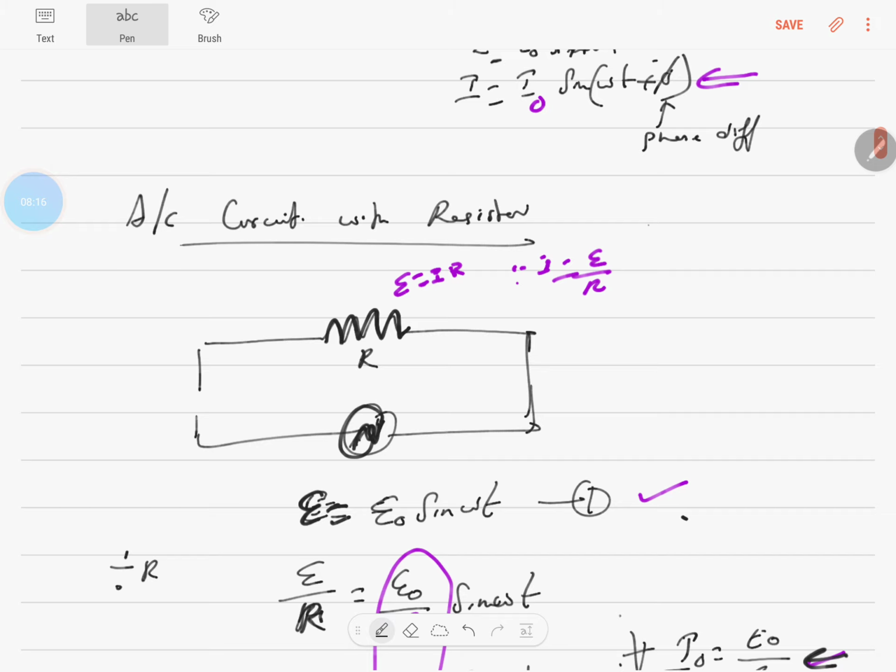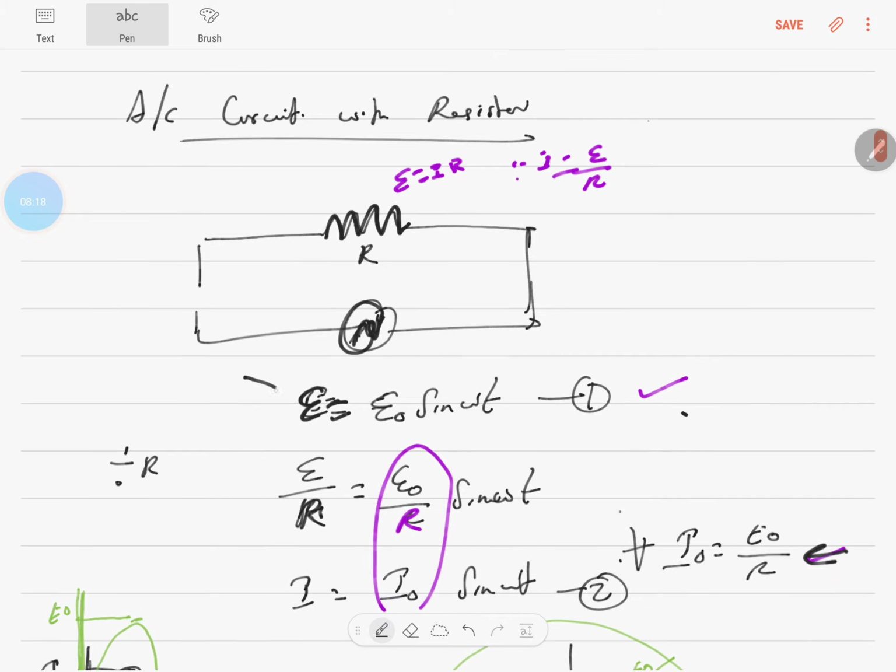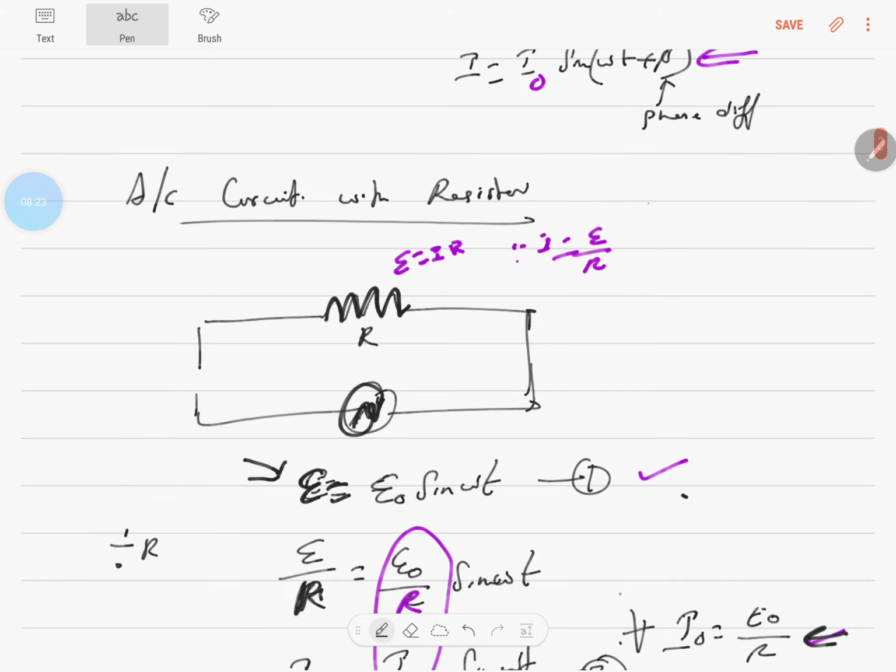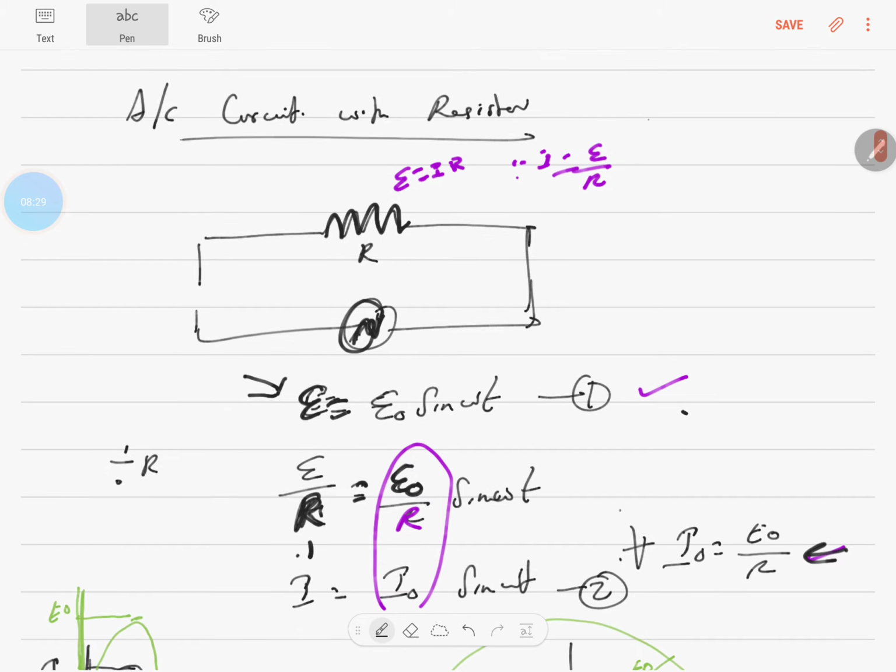Because E is equal to E0 sin omega t, you take this expression, E is equal to E0 sin omega t, and divide both sides by R. So you get E by R is equal to E0 by R into sin omega t, where this itself is I and this itself is I0. So I is equal to I0 sin omega t.